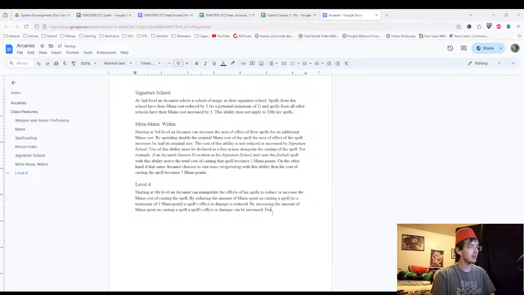Let's see. For each mana point. Actually, no, I should put these in the sentences. That way I don't have to type this weird sentence. Is reduced. Wait, so by reduce is reduced. Yes. Okay, is reduced.